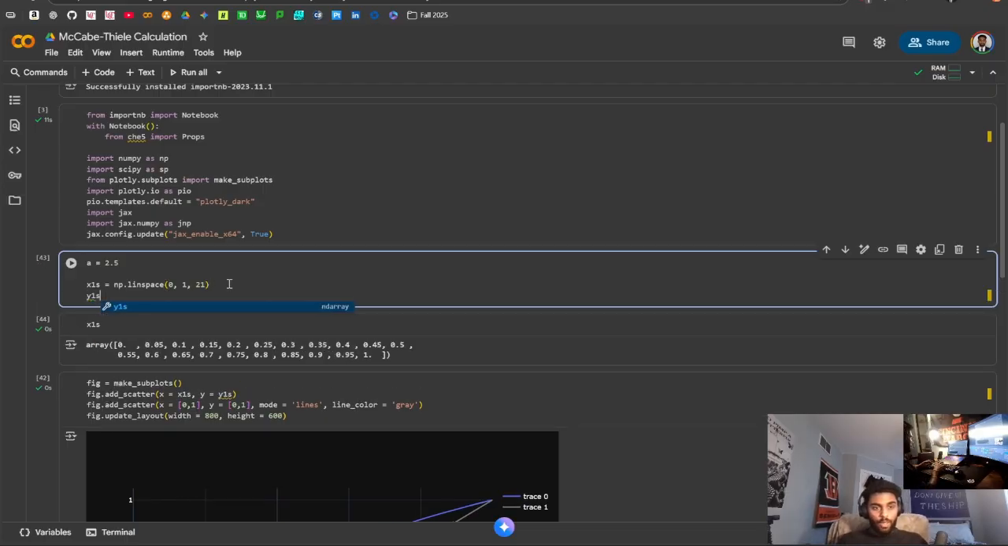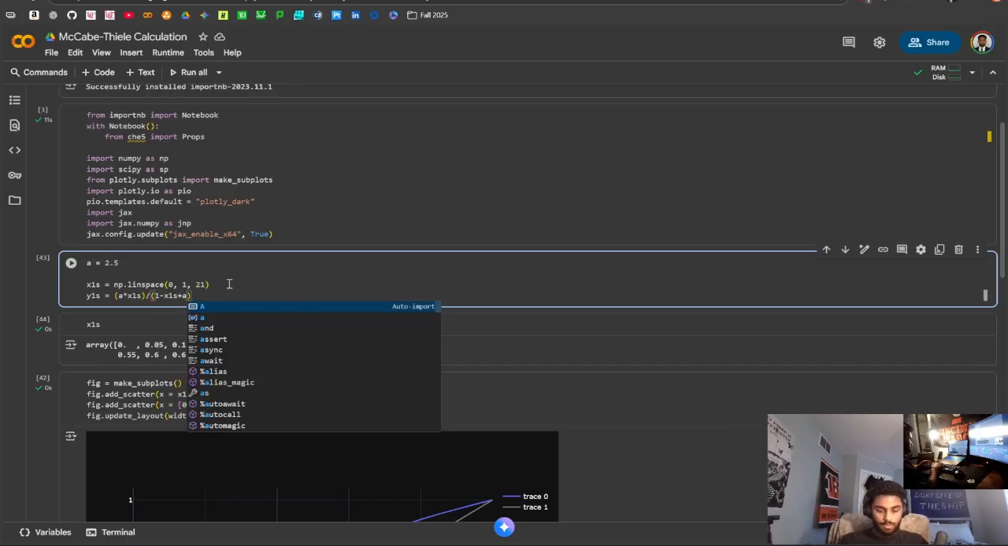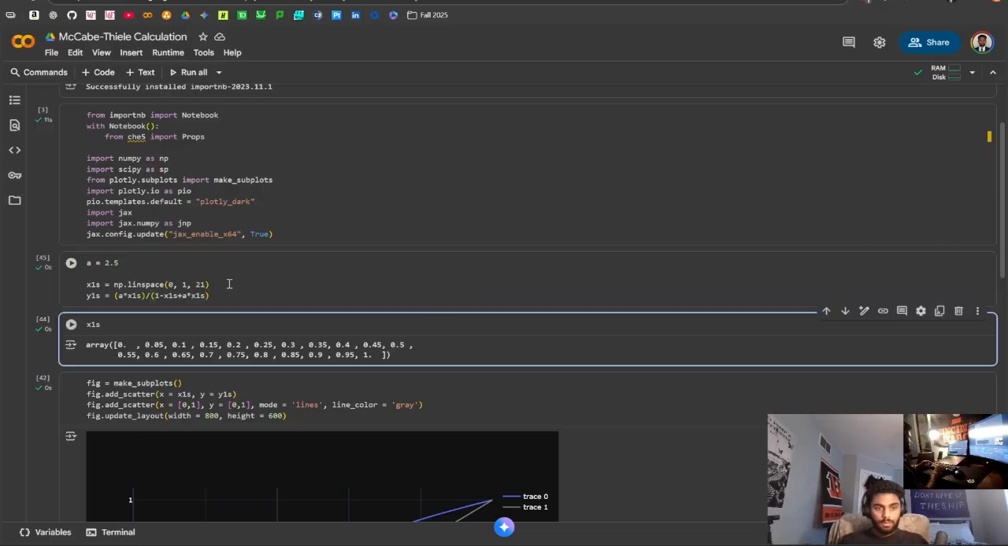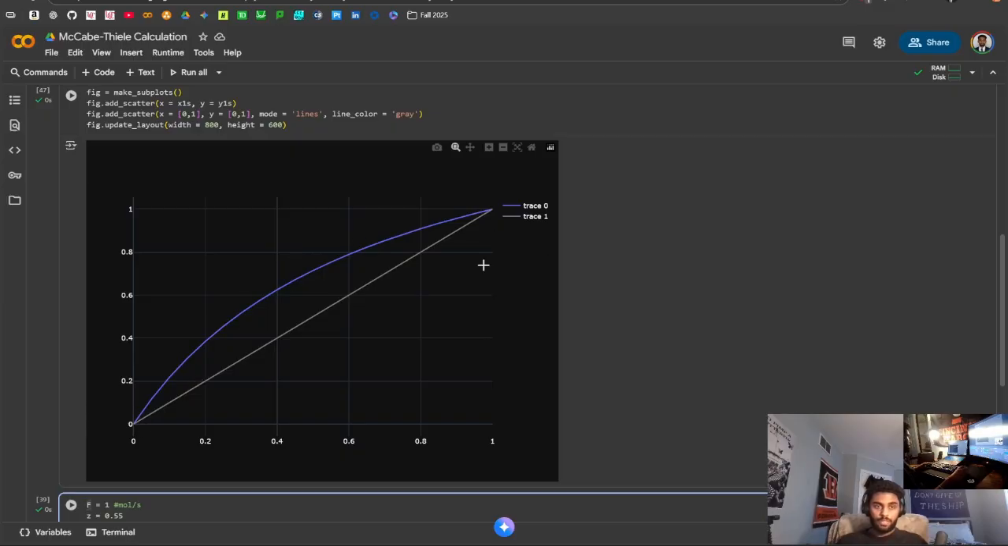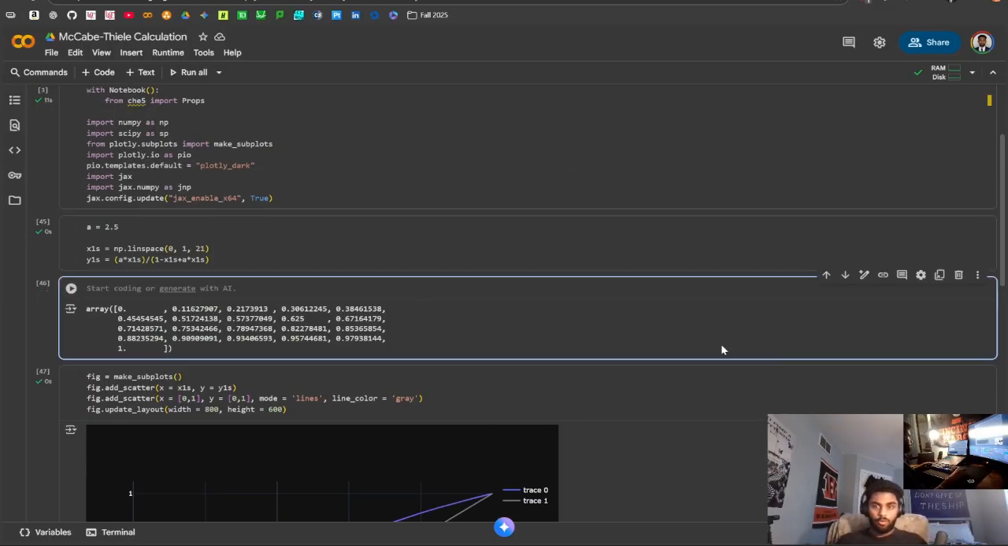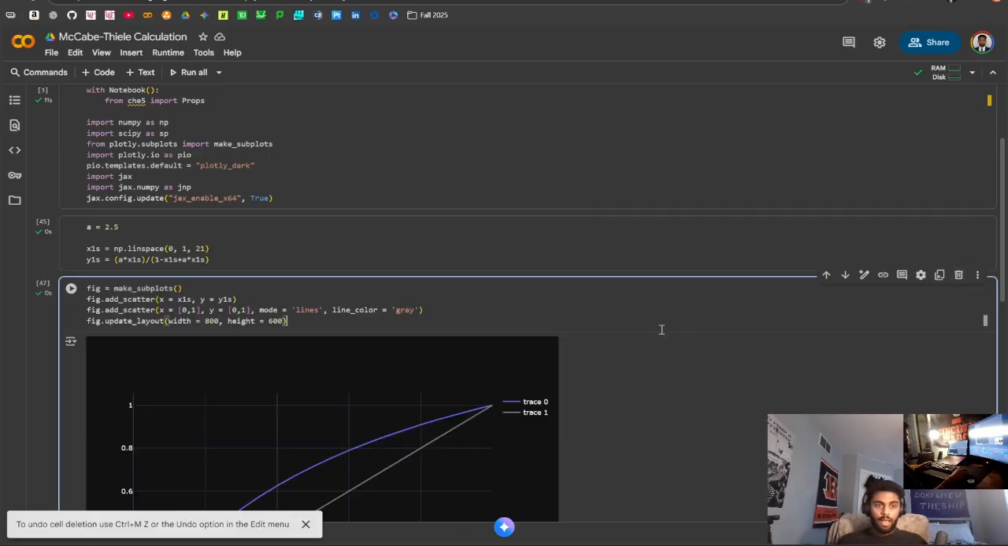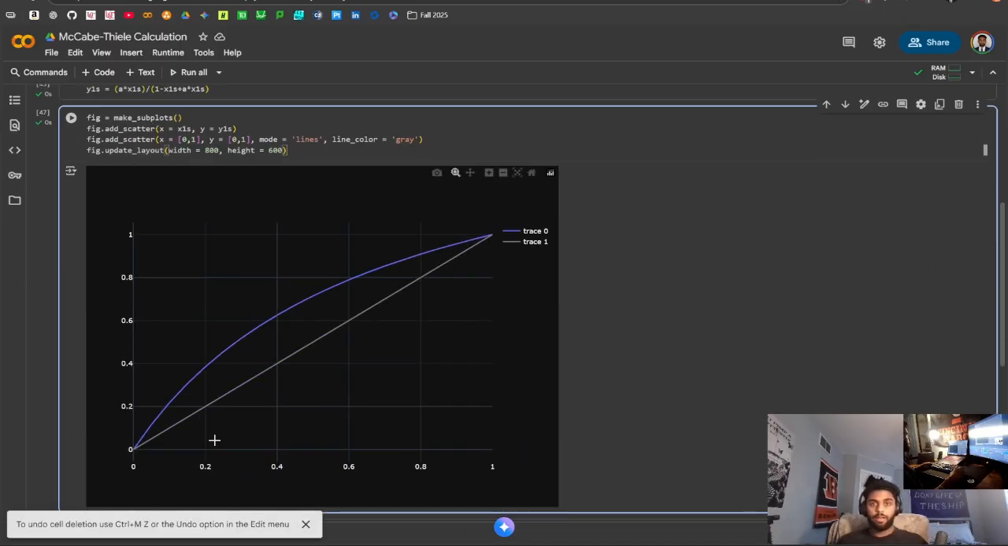Now, the way we relate our y1s is using the relationship that looks like this. So our alpha times our x1s over 1 minus x1s plus alpha times x1s. So now if we look at our y1s, these are correlating to our x1s over here, and this will give us plots for our VLE diagram. So that's just a little quick crash course on how we are able to generate this graph.